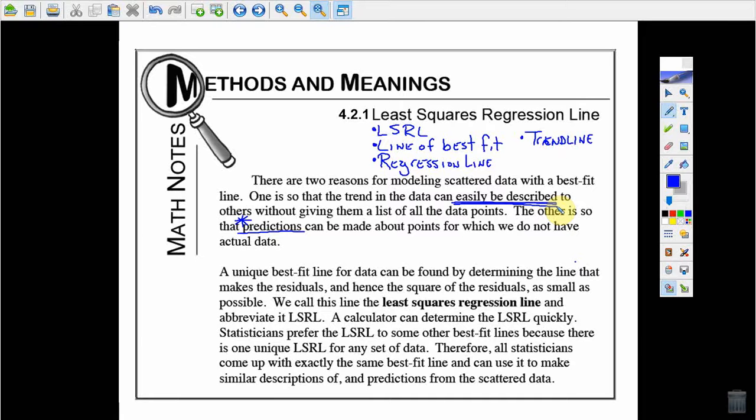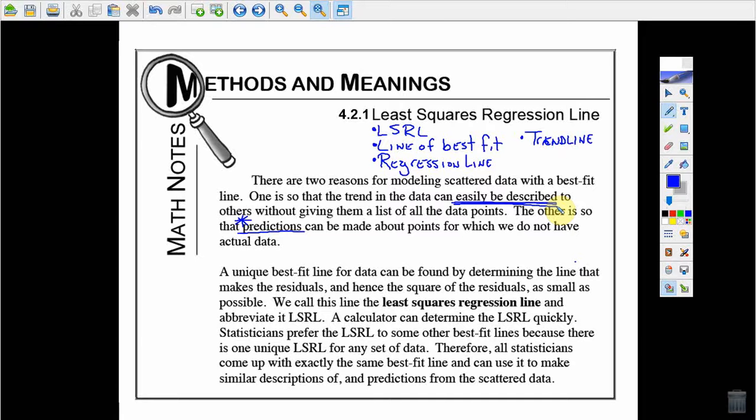A unique best fit line for data can be found by determining the line that makes the residuals, and hence the square of the residuals, as small as possible. The residual, remember, is the distance from the actual data to the predicted data, or to that line. We call this line the least squares regression line, and abbreviate it LSRL. A calculator can determine the LSRL quickly.